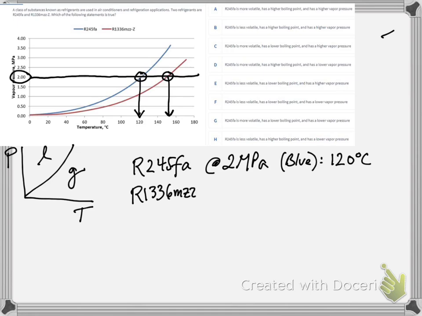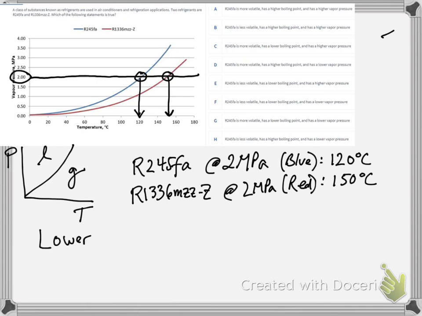For red, R1336 at 2 megapascals, that's our red curve, the boiling point is 150 degrees Celsius. So that already gives us a good idea that R245 has the lower boiling point at any pressure. So what does it mean to have a lower boiling point?